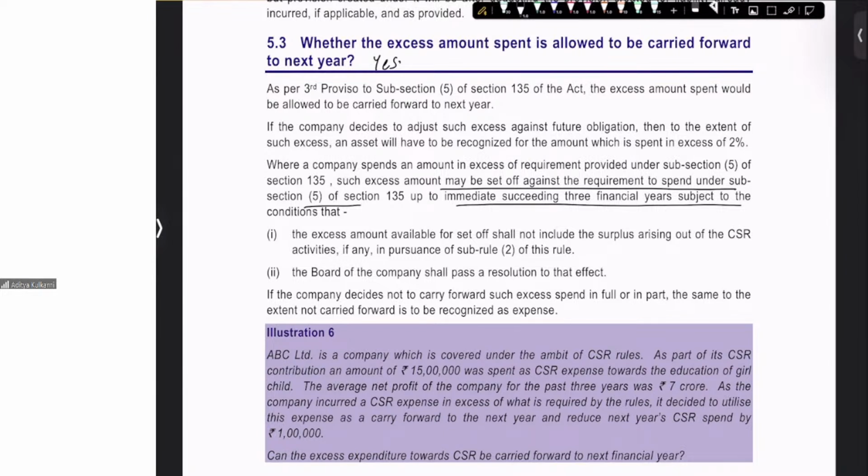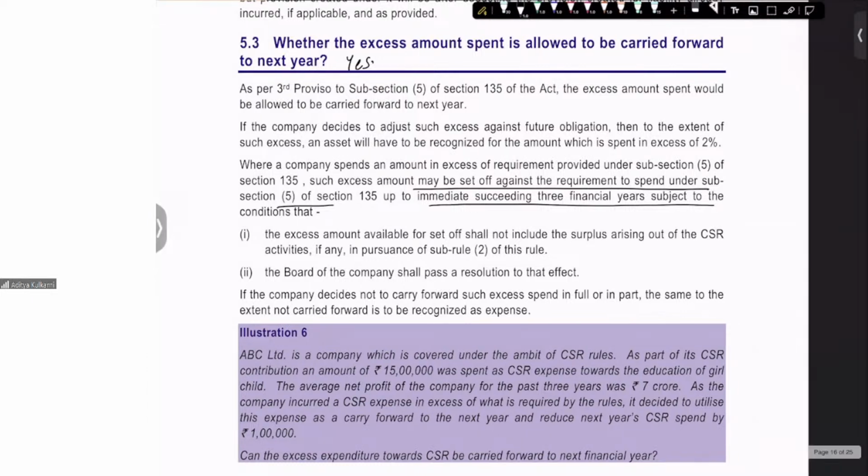So for the amount that you have paid extra, you can recognize it as an asset. So that will be regarded as prepaid CSR expenses.